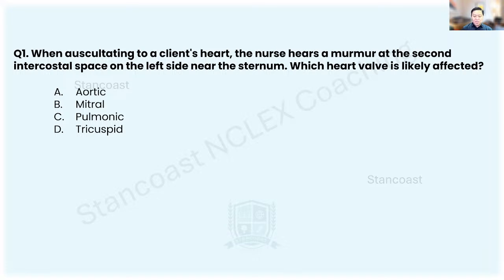When auscultating a client's heart, the nurse hears a murmur at the second intercostal space on the left side near the sternum. Which heart valve is likely affected? Is it A, aortic, B, mitral, C, pulmonic, or D, tricuspid? The correct answer here for this test question is letter C. That is the pulmonic valve.